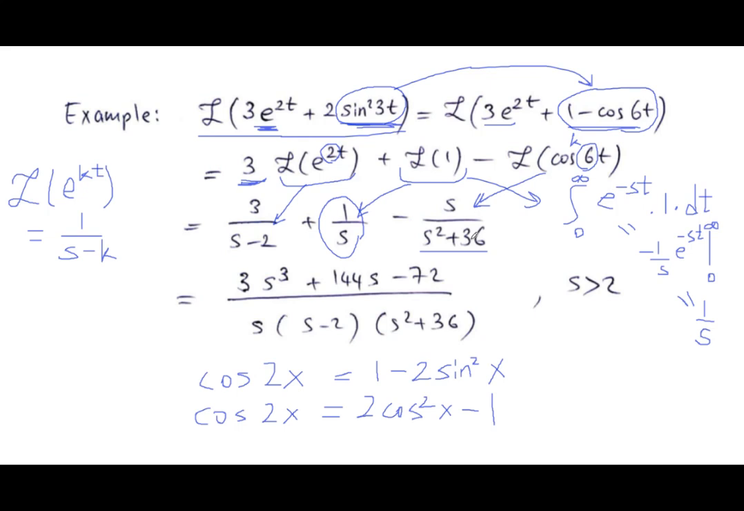Now, combining all these pieces back together, just do some algebra here, and you will obtain 3s cubed plus 144s minus 72 in the numerator. And in the denominator, you multiply these all together, and that gives you the result.